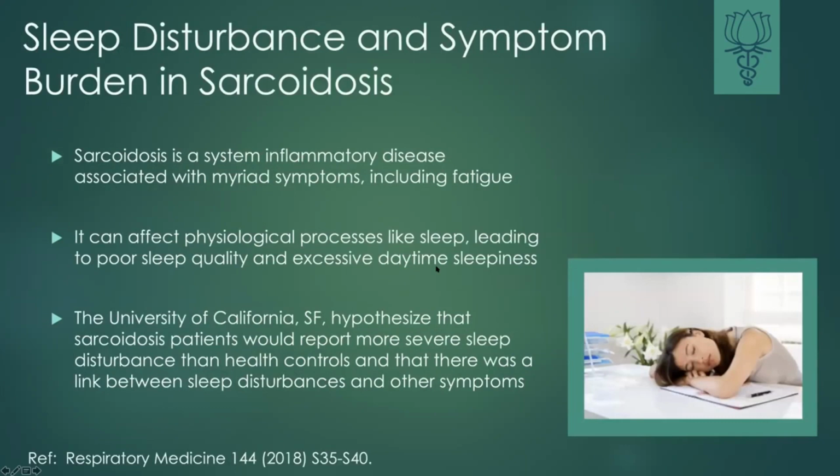So when we were looking at sleep disturbances and symptom burden in sarcoidosis patients, the study that I came across was done at the University of California, San Francisco. Their hypothesis was that sarcoidosis patients would report more sleep disturbances than healthy controls. And they wanted to see, what was going on here? What were the actual symptoms? Was there any relationship with the type of sarcoid, the extent of sarcoid? What were we exactly seeing?